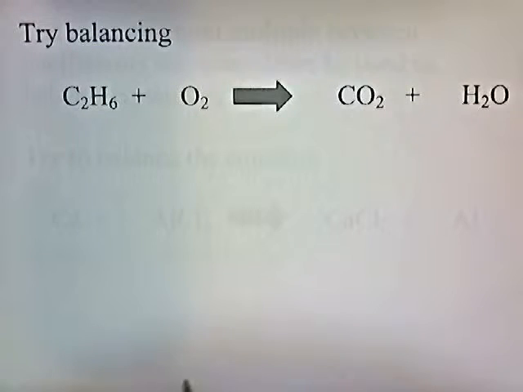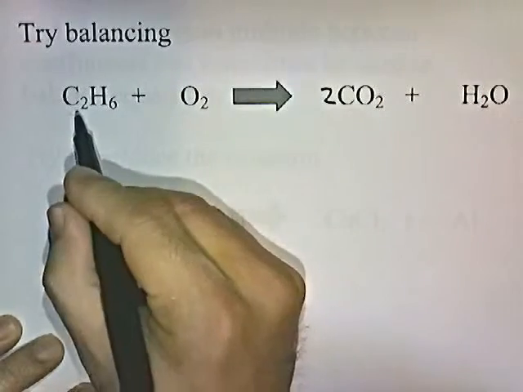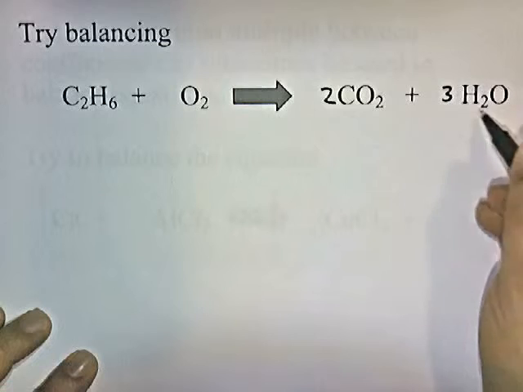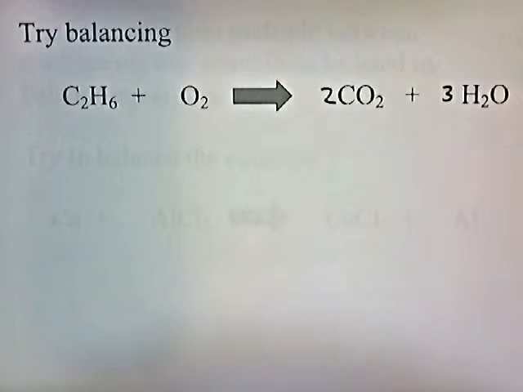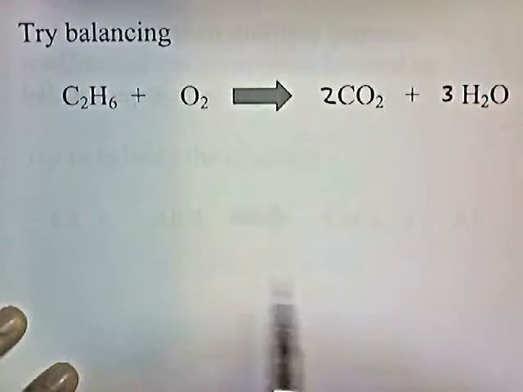So let's balance the carbons by putting a 2 in front of the CO2. If I do that, 2 carbons, 2 carbons. I can balance the hydrogens by putting a 3 in front of the H2O. I've got 6 hydrogens right here. Put a 3 there. 3 times 2 gives me 6 hydrogens. And then there are now 2 carbons and 6 hydrogens on each side.